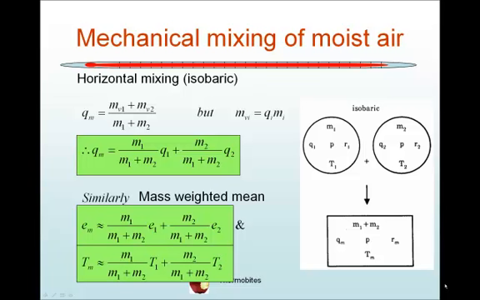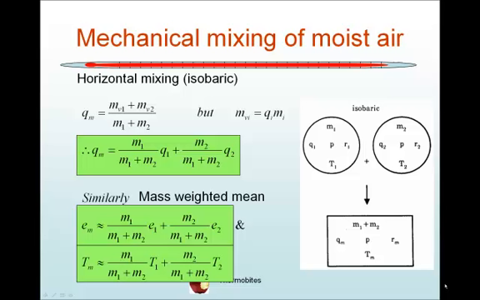In this video we're going to examine the mechanical mixing of moist air and ask what happens if we take two moist but unsaturated air parcels or air masses and mix them together isobarically, that is at constant pressure. What's the net result? That's shown schematically on the right, where we have two air masses M1 and M2, with their own specific humidities, mixing ratios and temperatures given by the subscripts, but the same pressure.